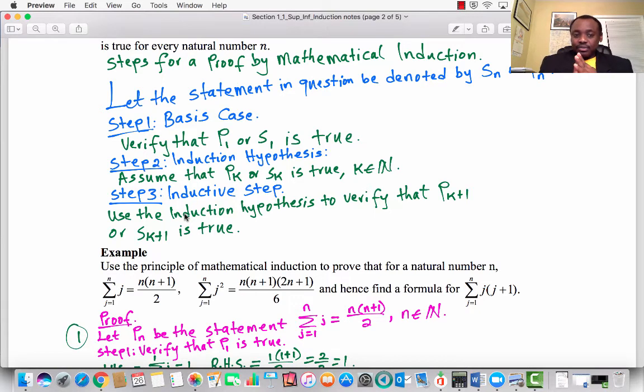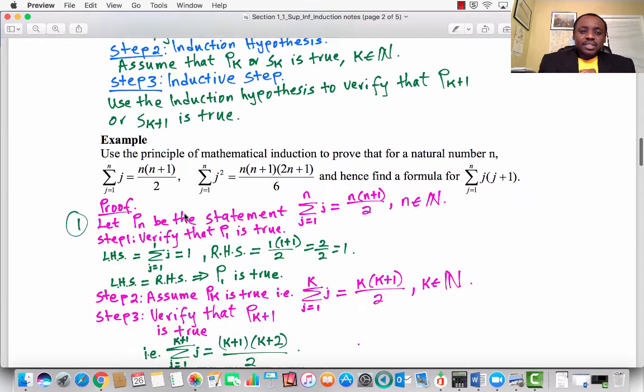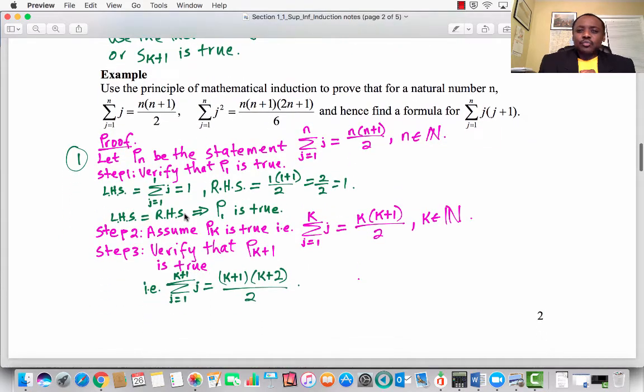I'll give you two examples. Use the principle of mathematical induction to prove that for a natural number n, the summation of j from 1 to n of j equals n(n+1)/2, and the summation of j from 1 to n of j squared equals n(n+1)(2n+1)/6, and hence find the formula for the summation of j from 1 to n of j(j+1). Proof.